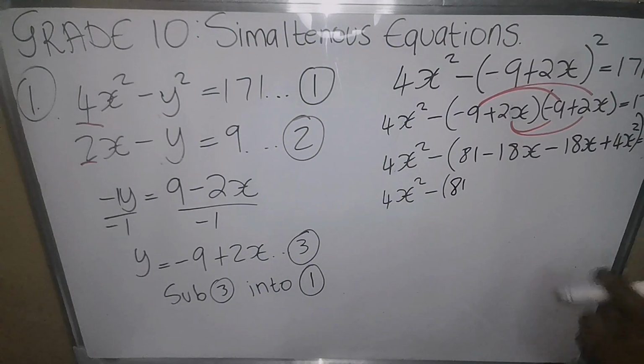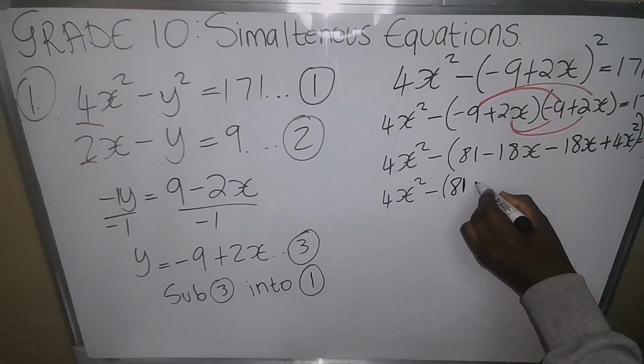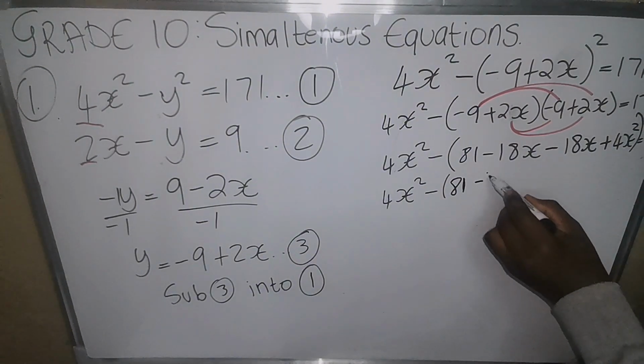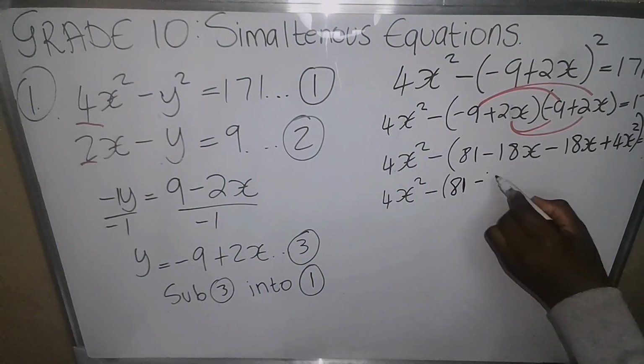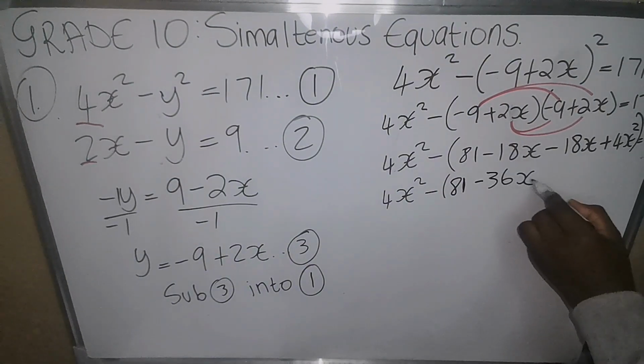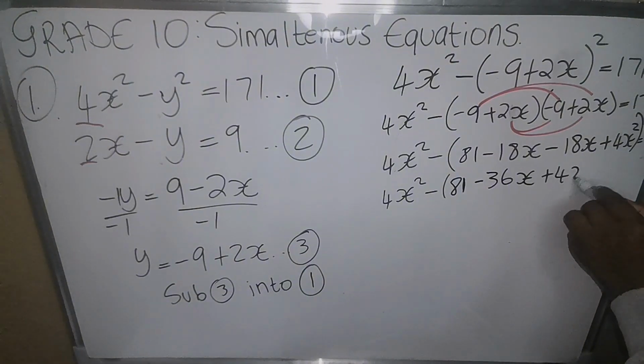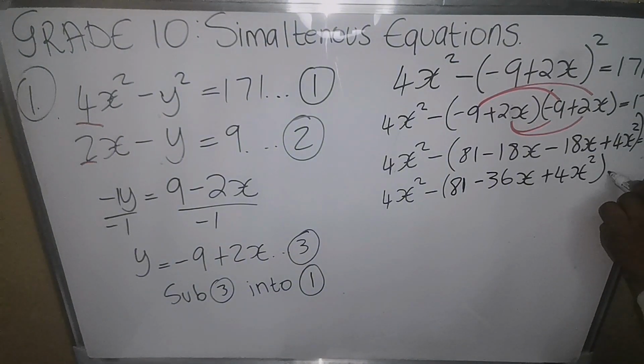Then negative 18 minus 18. These are like terms. Negative 18x minus 18x is 36x. And 4x squared does not have like terms in the bracket, so I'm going to leave it like that.